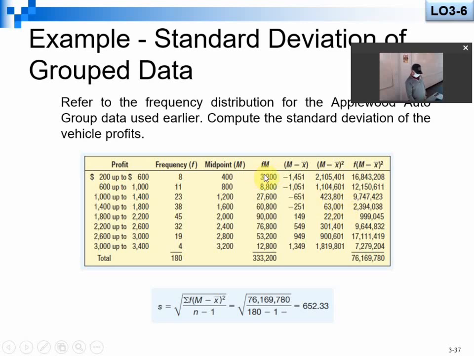I'm sorry. Yeah, that should be right. Okay. Square that, gives you that. You end up down here, you get a variance. And then you take the square root of that variance, and it gives you, this is a sample one, what the standard deviation is, 652.33. So that means that on average, the profit from each of their vehicles is $652 different from what the mean is, okay?